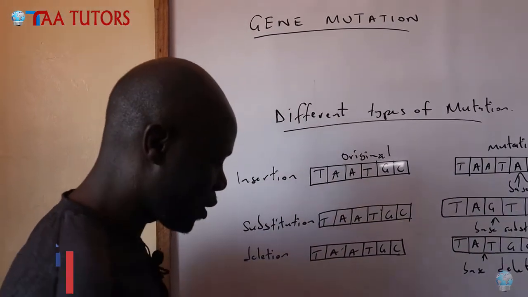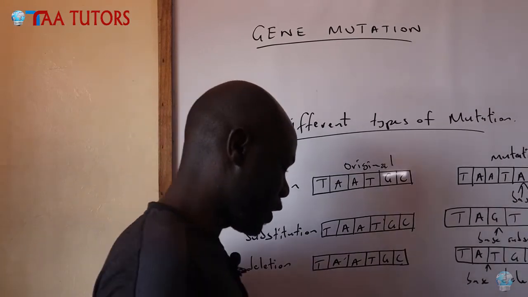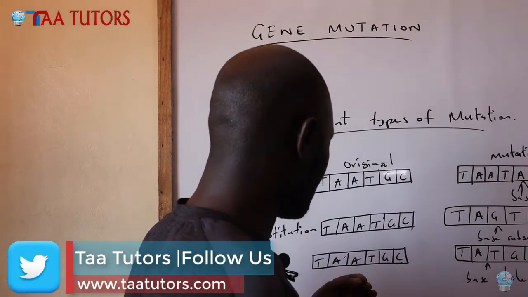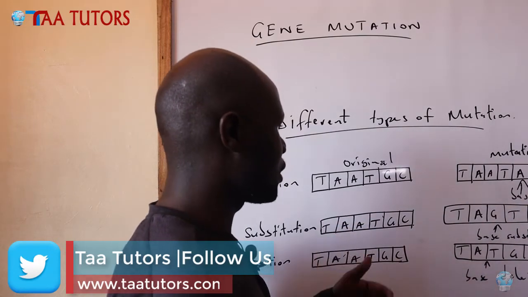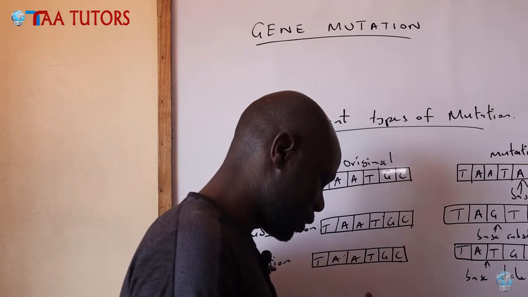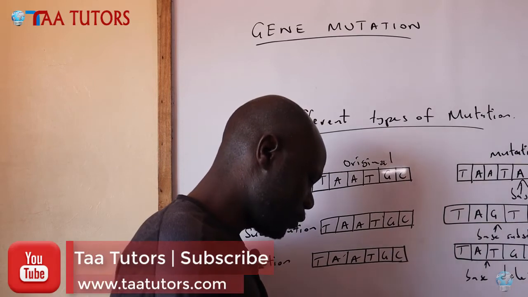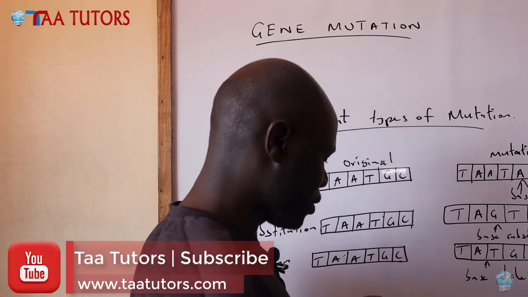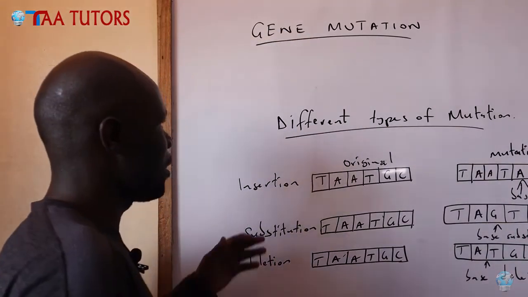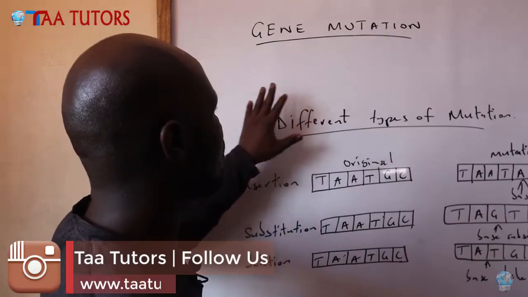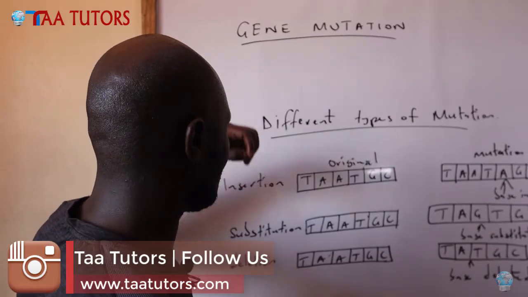So I want us to have a look at when this particular mutation occurs at a point in the gene. What are the effects, or what are some of the things that can be seen happening in this particular manner? Now, this particular gene mutation occurs in different ways. So I want us to have a look at the different types of mutation that can occur in the gene.